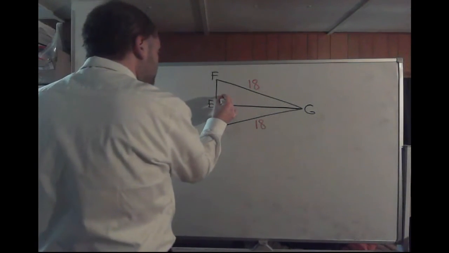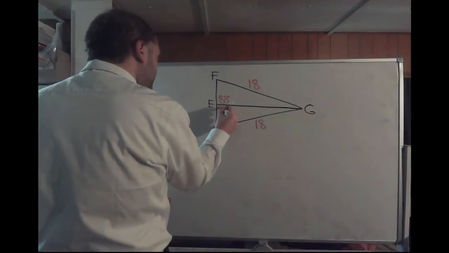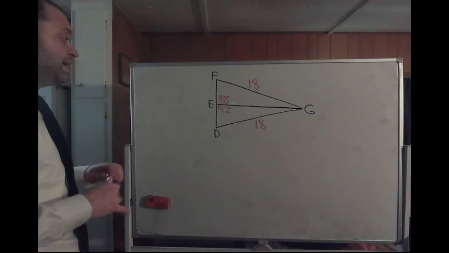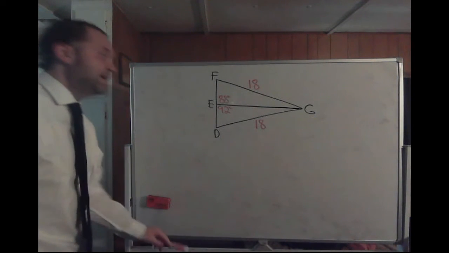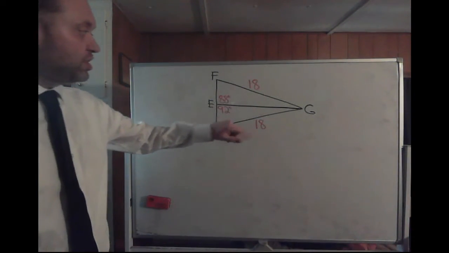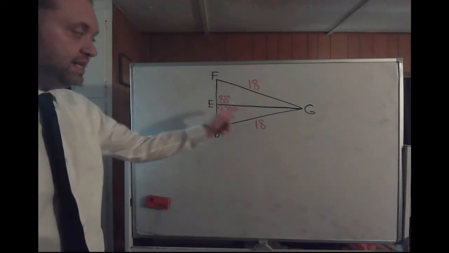Very interesting. This angle here is 88 degrees. This angle here is 92 degrees. Okay. This is fun. Why is that, you're asking? Well, again, we have one big triangle, GFD, split into two triangles, FEG and DEG.